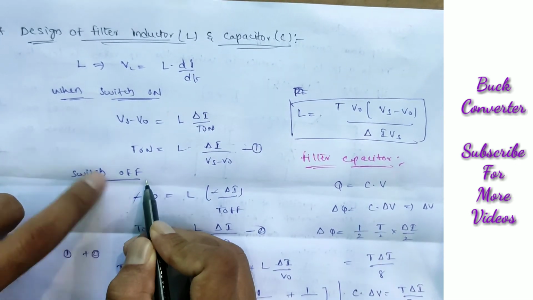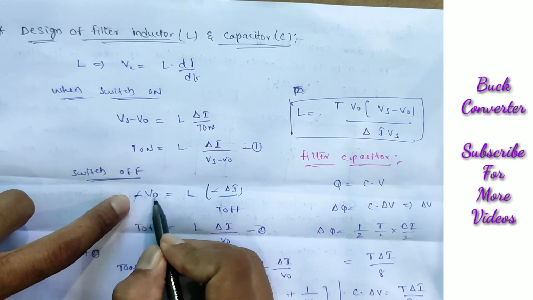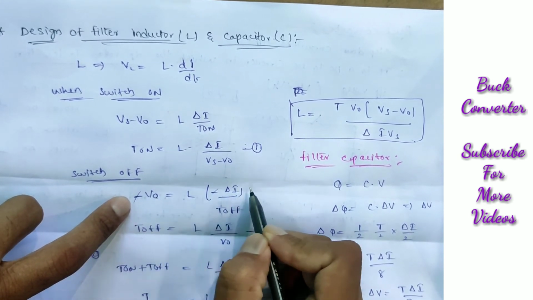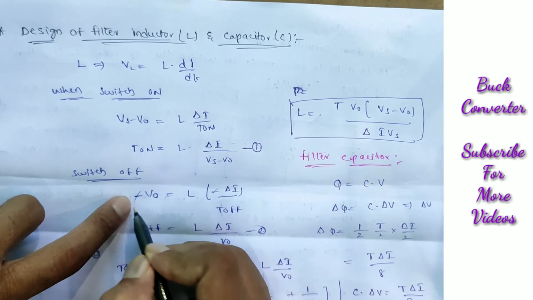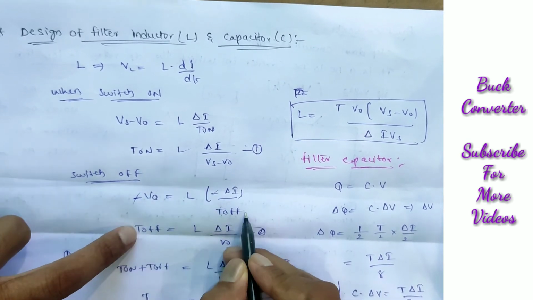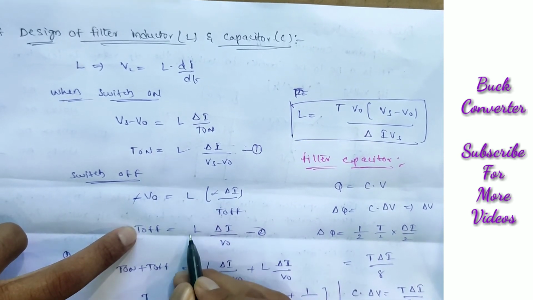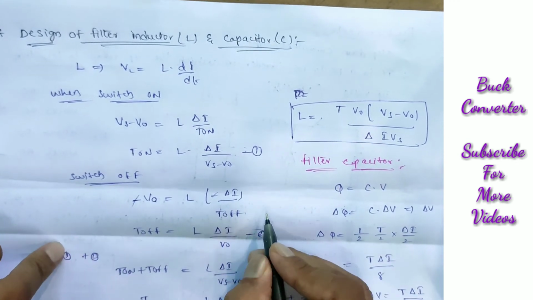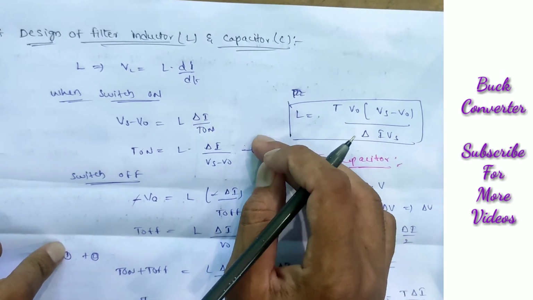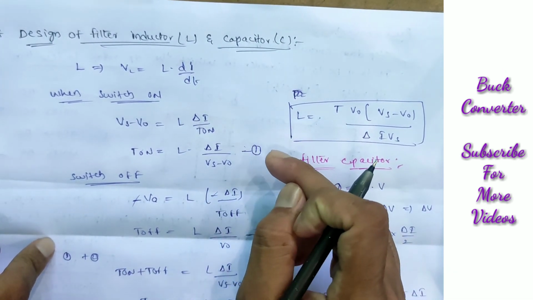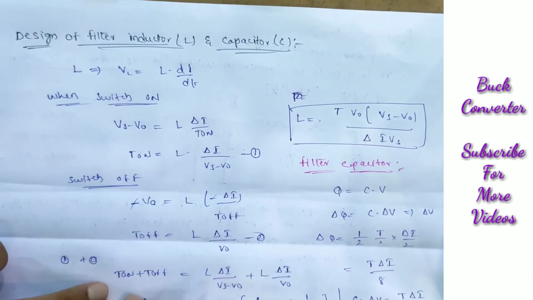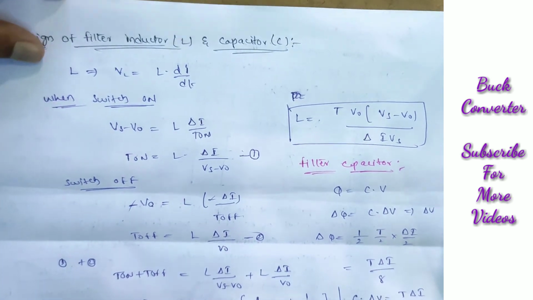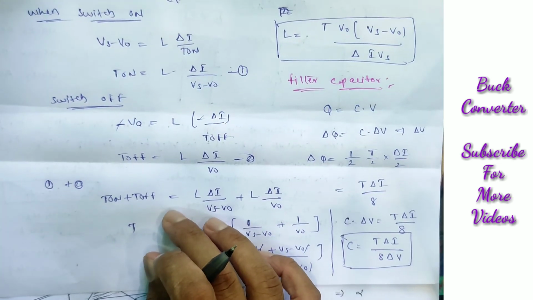When the switch is in off condition, minus V0 equals L into minus delta I by T off. Minus minus gets cancelled, then by cross multiplication, T off equals L into delta I by V0. This is equation 2 and this is equation 1. Then sum equation 1 and equation 2. T on plus T off equals T.